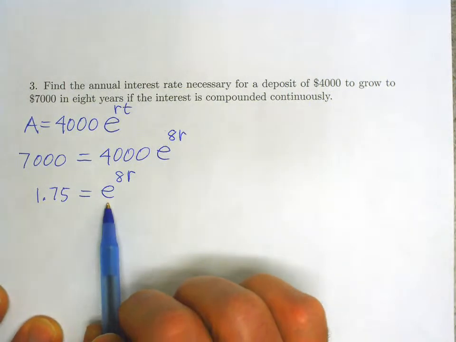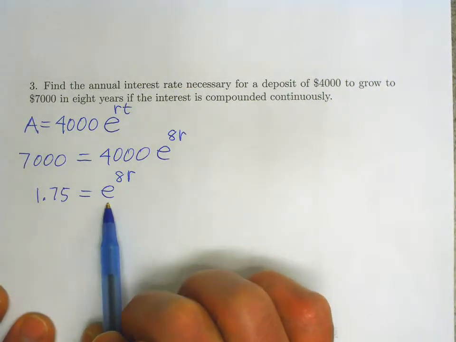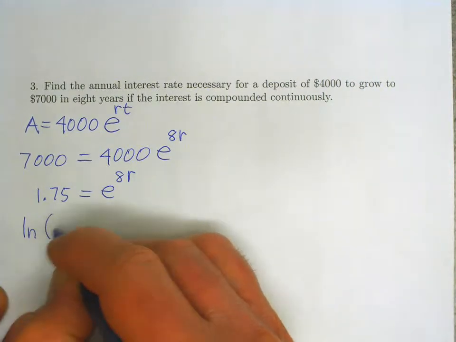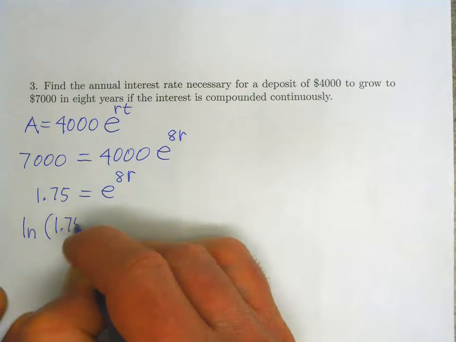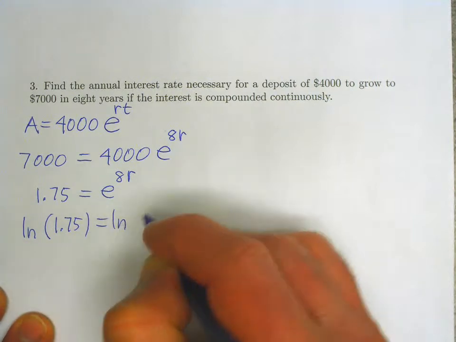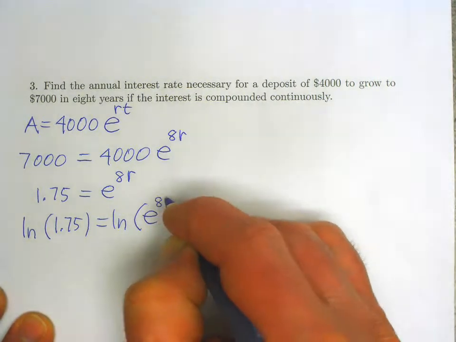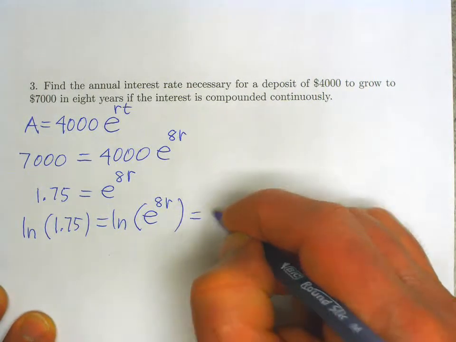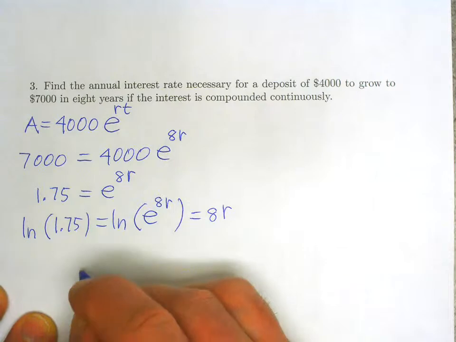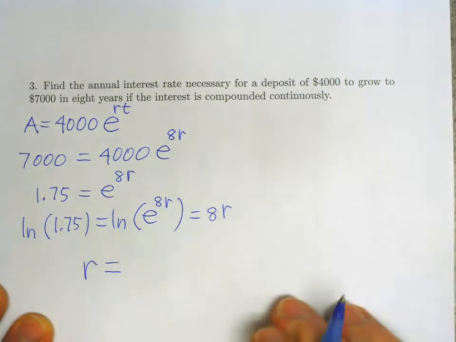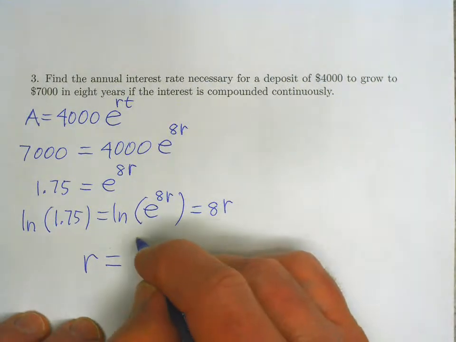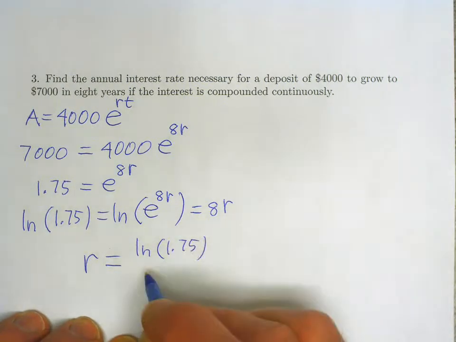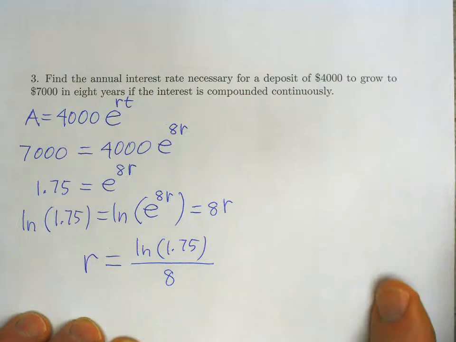Since the base of the exponential is e, then let's just take the natural log of both sides. The natural log of 1.75 equals the natural log of e to the 8r, but the natural log of e to the 8r is just 8r. And so the interest rate is the natural log of 1.75 divided by 8.